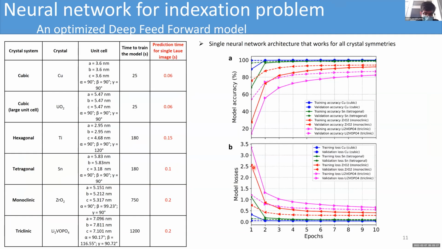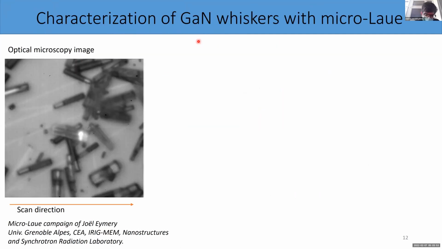And these are some statistics showing that the neural network works for all different crystal symmetries from cubic to triclinic. And the impressive thing is the prediction time for a single Laue pattern. Everything is well within a second. So we can resolve the HKLs of all Laue spots within a Laue pattern in well less than a second, actually. So this second step of indexation has now been reduced to less than a second. So we hope that with this one, we will be able to do a real-time indexation. So I will show you a case study, and then we will move to the GUI.